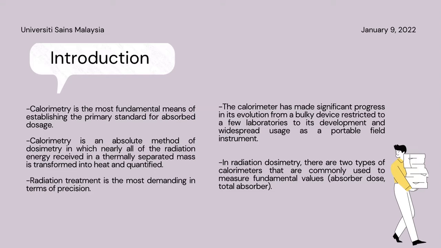In radiation dosimetry, there are two types of calorimetry that are commonly used for measurement of fundamental values. One, the absorbed dose calorimetry is used to determine how much energy is absorbed in any area. Two, the total absorption calorimetry is used to determine the amount of energy or power given by a collimated beam or the amount of power emitted by a radioactive source.